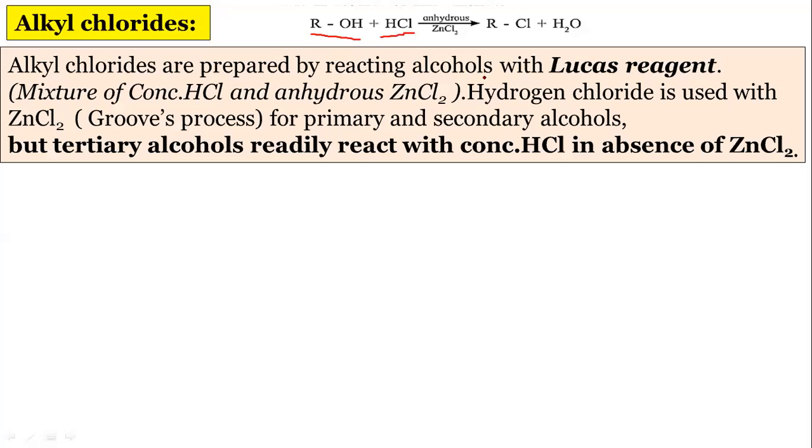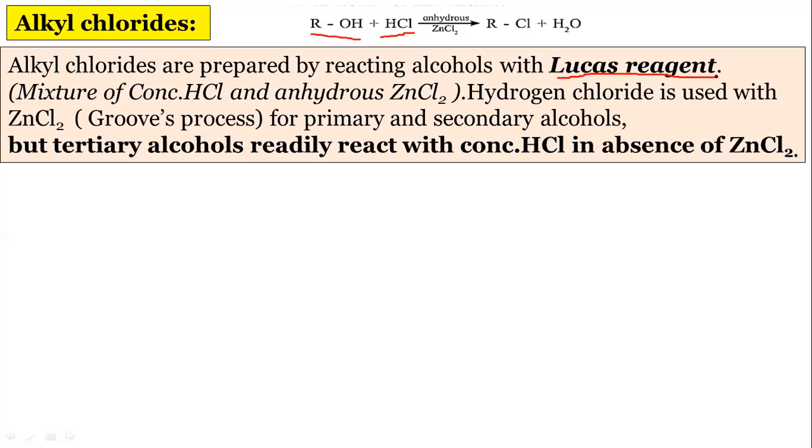So alkyl chlorides are prepared by reacting alcohols with Lucas reagent. Anhydrous means there is no water in it. Water is removed. It is totally water free, just like anhydrous AlCl3. Anhydrous means no water, remember. It is purely powdered form. So the mixture of concentrated HCl plus anhydrous ZnCl2 is called Lucas reagent, remember.